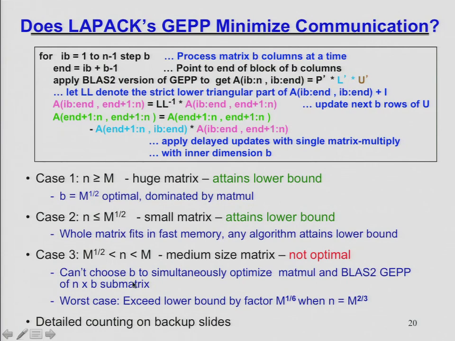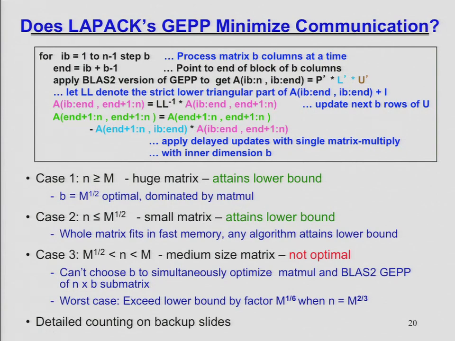And the problem is you can't pick that block size to both simultaneously make matrix multiply go as fast as possible and so that this BLAS 2 version of the algorithm doesn't turn into a bottleneck. And so it doesn't work. And so we need to have a different idea.